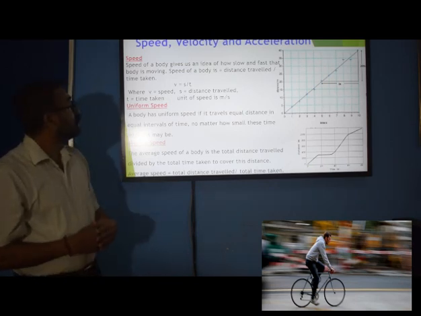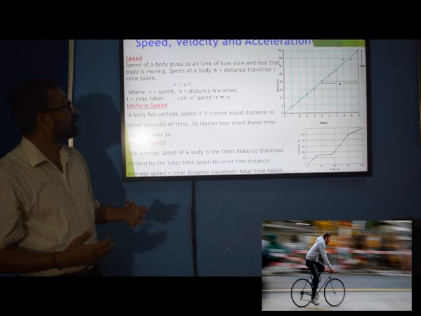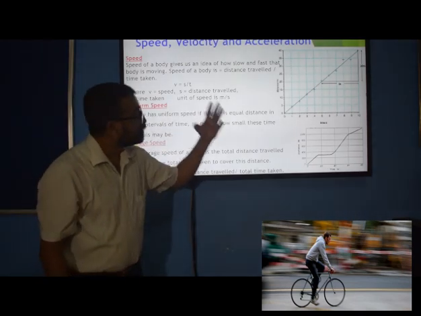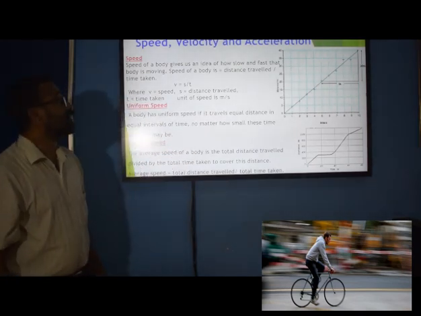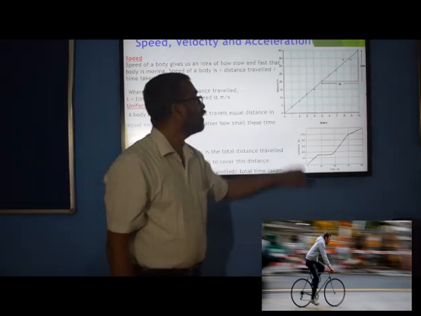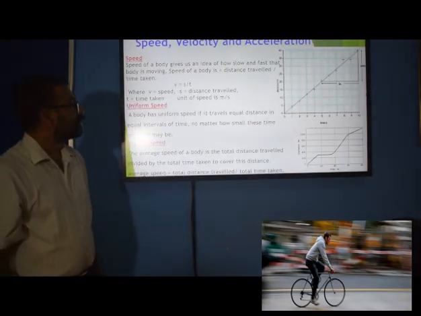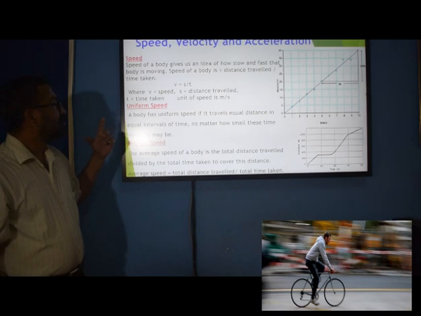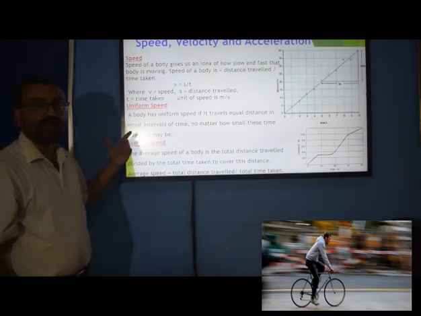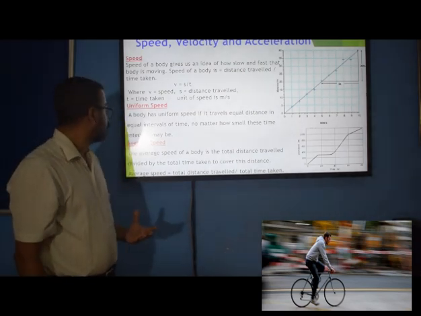Now in the case of uniform speed, it will be covering equal distances in equal intervals of time. See, this graph is covering equal distances in equal intervals of time. Then it will have uniform speed. Speed will be the same, or constant, throughout the motion.